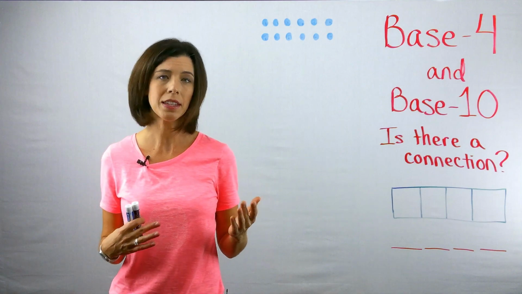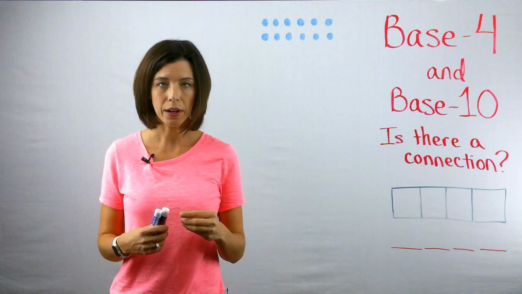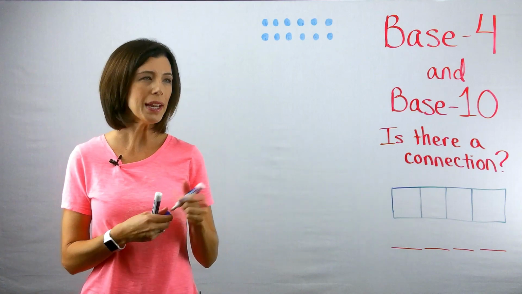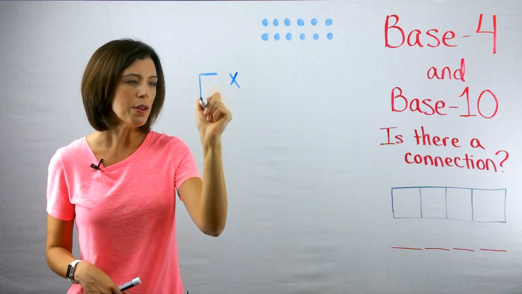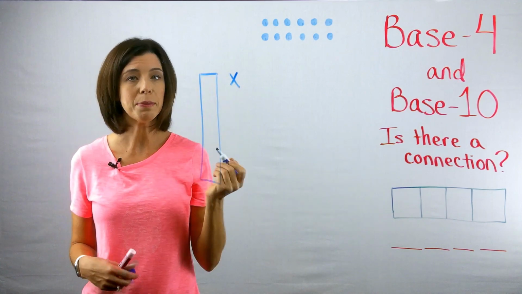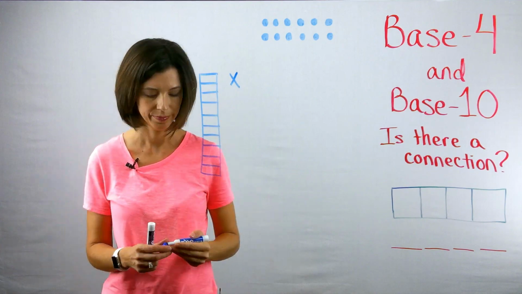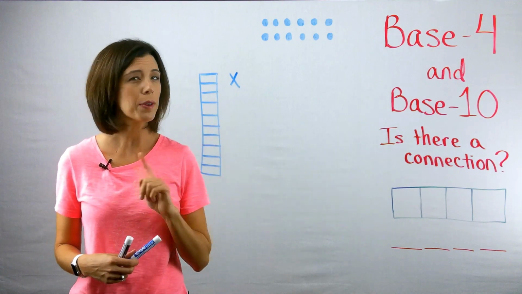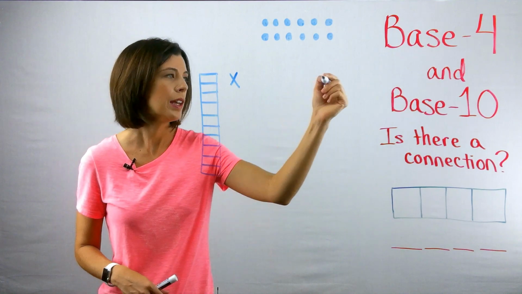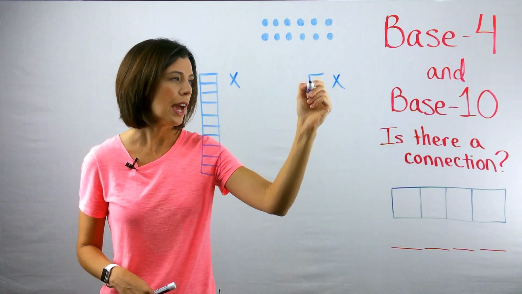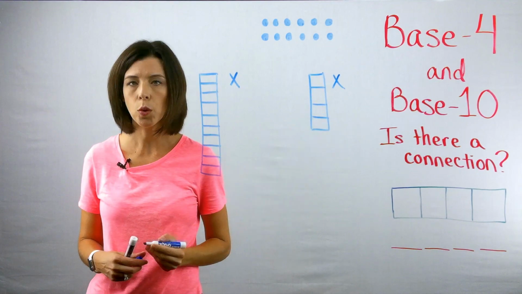Now the first thing you need to think about is what the groups are in base 4. In other words, in base 10 we have single units, right? And then we have a rod, and a rod is made up of 10 units. In base 4, we don't have a rod made up of 10 anymore. We have a rod made up of 4. So we still have units, and we still have rods, but this time our rods only have 4 in them.